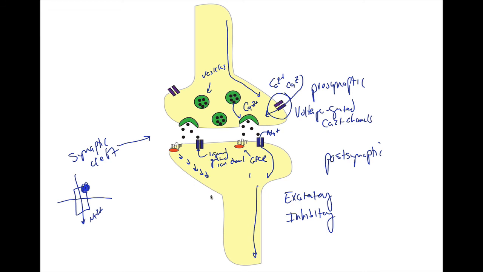Right? If you remember back to the action potential lesson, hyperpolarization takes you farther from threshold and makes it harder to reach the point where an action potential is going to fire. That's why this whole reaction is called inhibitory.